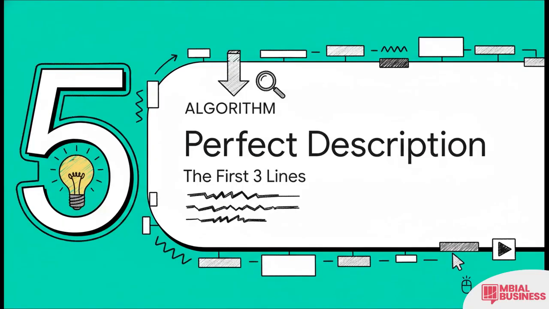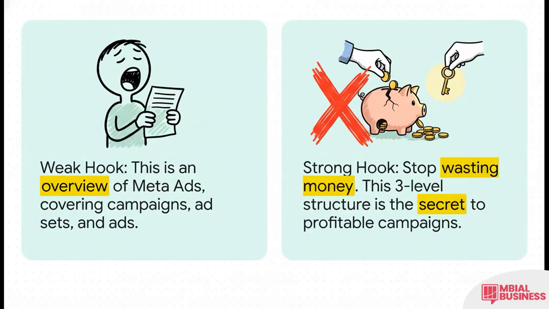A great title earned you the click, but the description, that's what seals the deal. It convinces both the viewer and the algorithm that this is worth watching. So let's focus on the most important part, those first 3 lines that act as your hook. Just look at the difference here. The weak hook on the left is just listing features. It's boring, honestly. But the strong hook on the right, it immediately hits on a major pain point, wasting money. And then it presents the solution. It speaks directly to what the viewer actually wants to achieve.